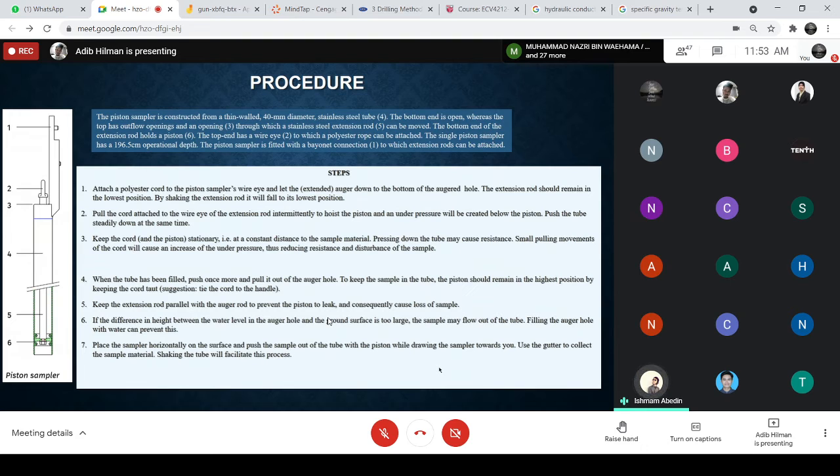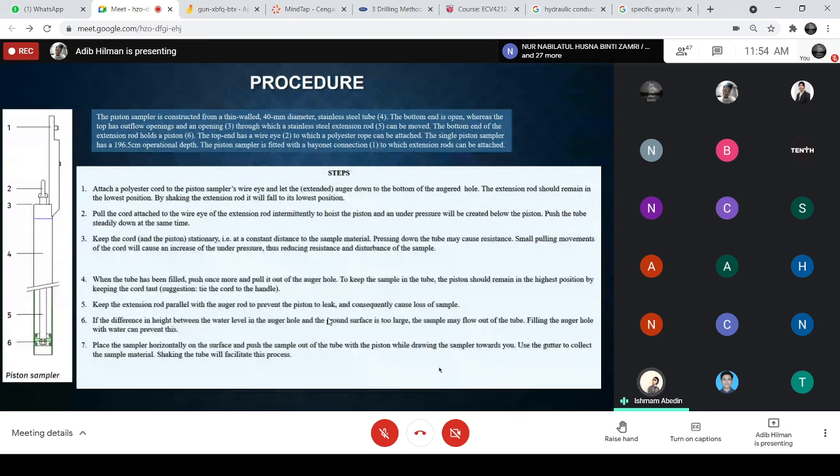Okay, for the steps, at first we attach a polyester cord to the piston sampler's wire eye, and we let the extended auger down to the bottom of the augered hole. The extension rod should remain in the lowest position. By shaking the extension rod, it will fall to its lowest position. Now we will pull the cord which is attached to the wire eye of the extension rod to hoist the piston, and an under pressure will be created below the piston.